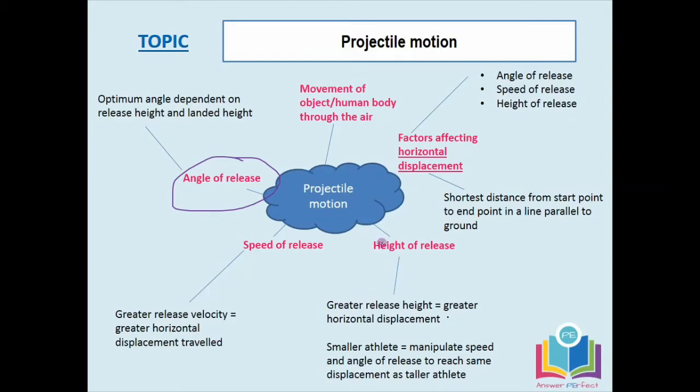So let's look at height of release then. We've already said a greater release height should lead to a greater horizontal displacement, and we looked at how a smaller athlete isn't obviously going to have a greater release height, so they need to be able to manipulate the speed and the angular release in order to match that of a taller person.